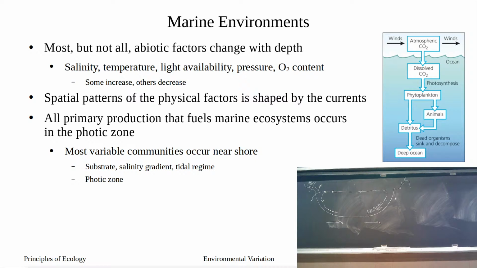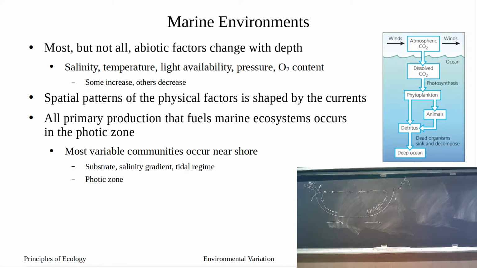Both our phytoplankton and any of our attached algae and other aquatic vegetation. Because all of our production is driven by the photic zone, the most variable communities that we see are those that are near the shore, those close-to-shore areas. They're in the photic zone, you're going to have the primary production, and in those areas you're going to have a tidal regime. So some of the areas will become dry, or almost dry, for a part of the day, and then it'll be flooded and so forth.